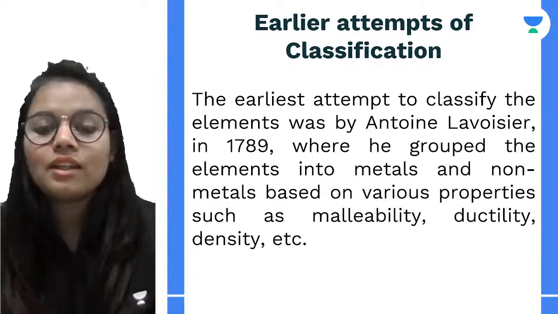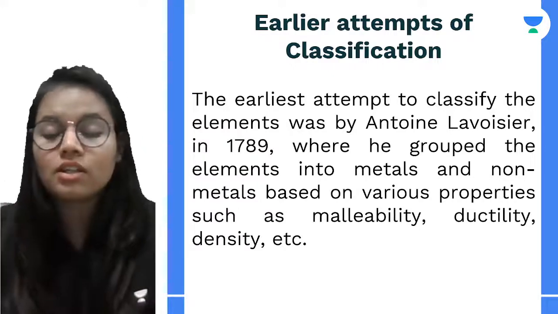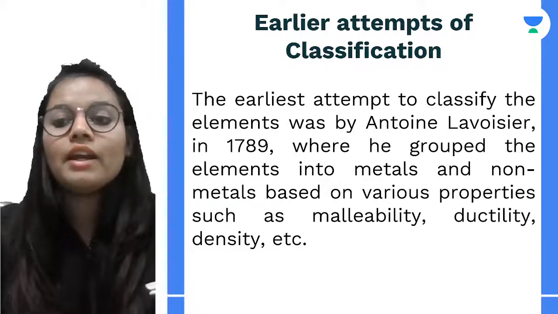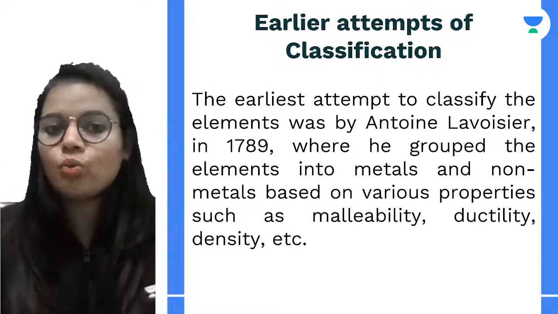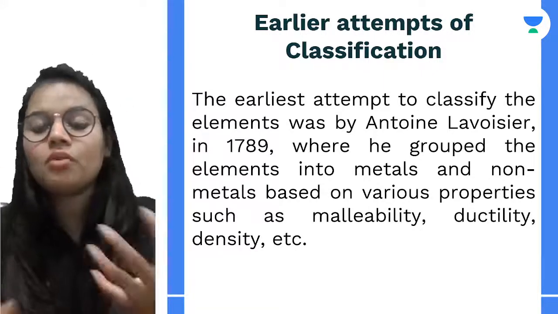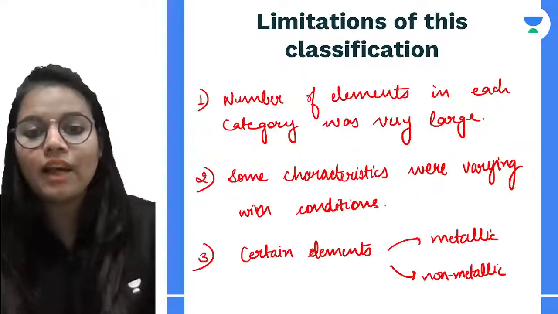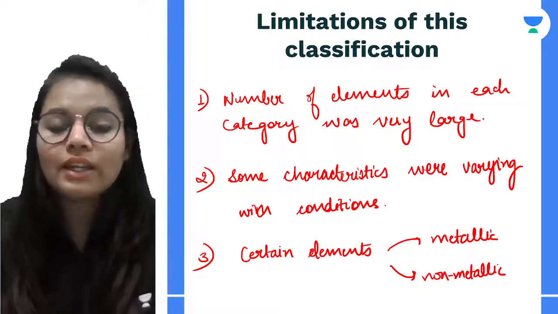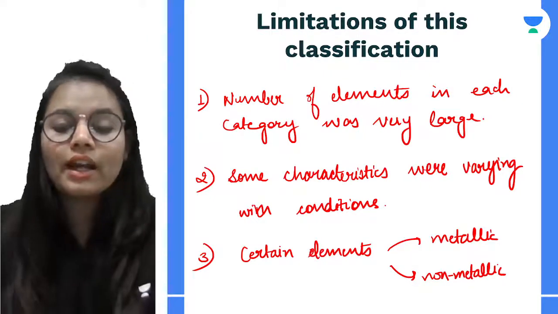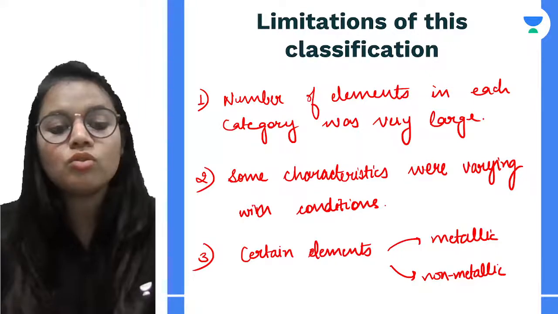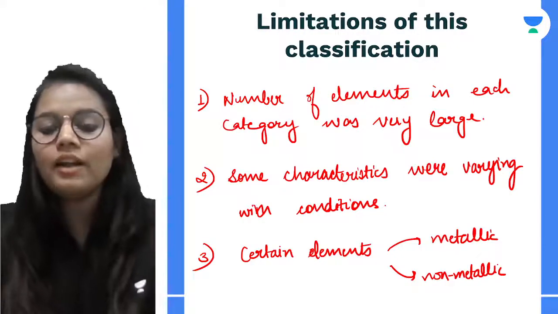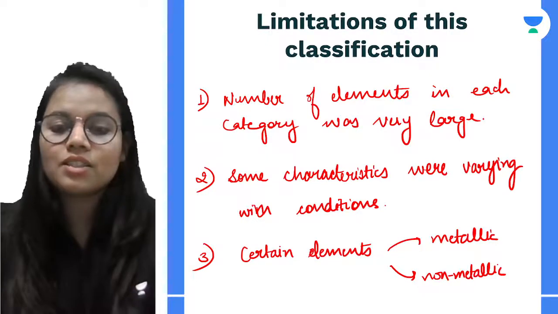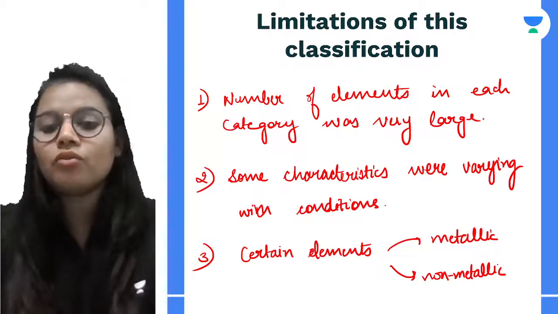Then after that there were some earlier attempts of classification. Of course, the periodic table that we learn about right now didn't come in one time. There were many trial and error methods. At the very first there was the scientist Antoine Lavoisier. He tried to classify the elements into two categories, metals and non-metals. But there were some problems with this classification due to which we couldn't take it further.